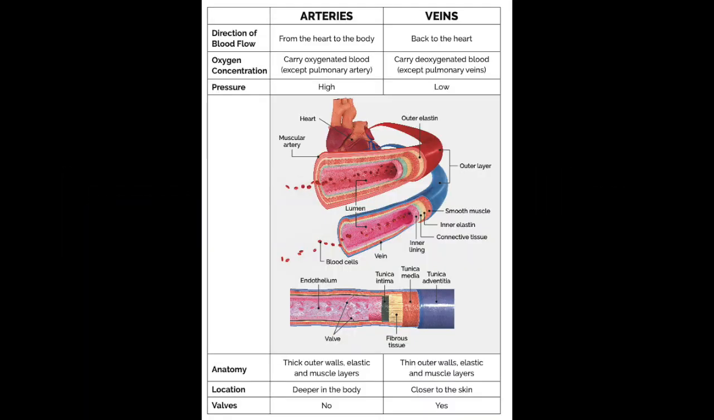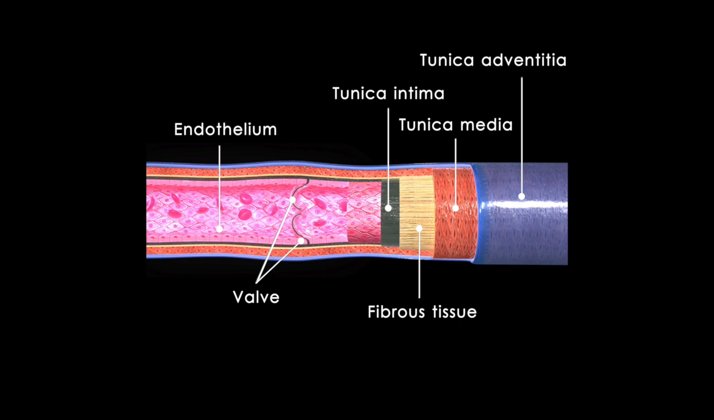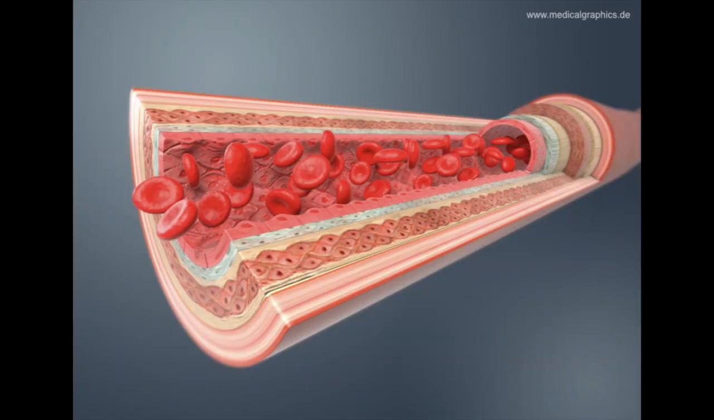Now we want to go back a little bit and talk about the layers of these vessels. As we mentioned earlier, arteries take blood away from the heart to the tissues of the body. The veins return the blood back to the heart. The arterial system is a high-pressure system, while veins are a low-pressure system. Our peripheral veins have valves to prevent backflow of blood, and the arteries do not.